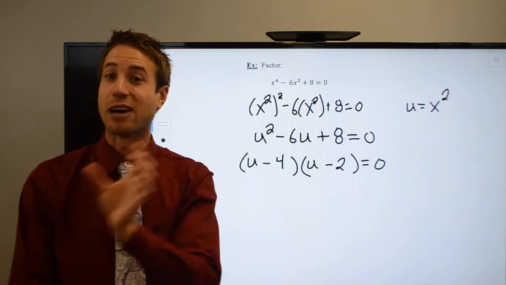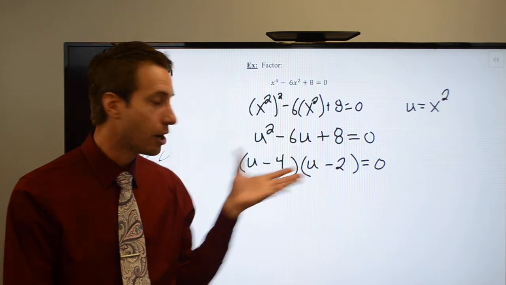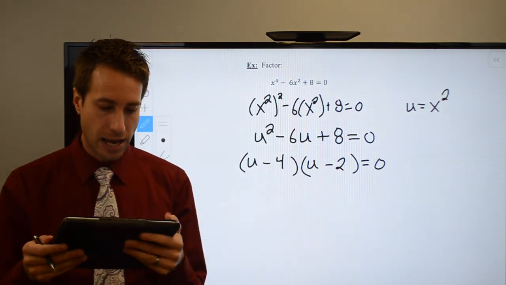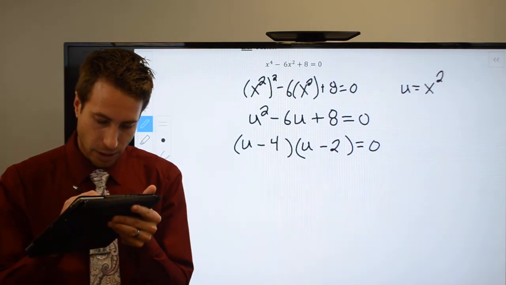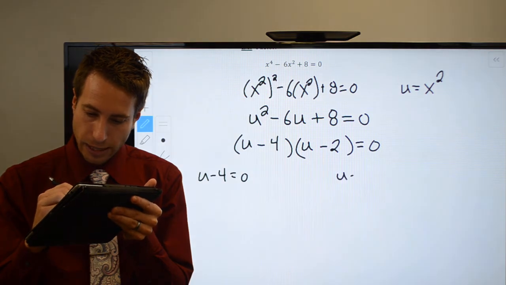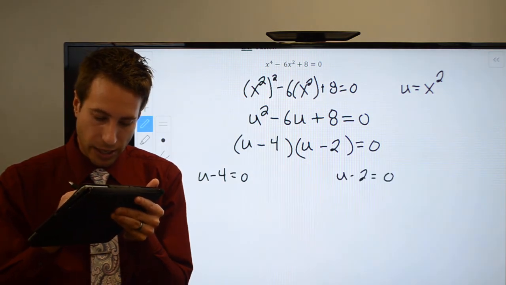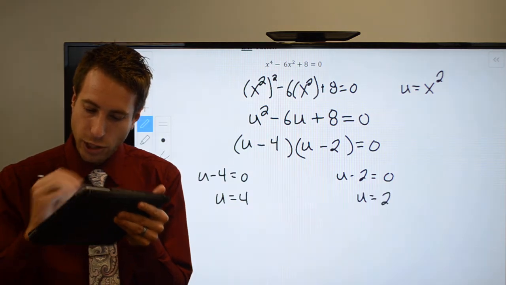I've got my two factors. We will now set them both, right? Zero product property, because of that multiplication right there. Split them up, set them both equal to 0, and we're going to keep going. Let me slide up just a little bit. There we go. U minus 4 is equal to 0, and u minus 2 is equal to 0. So I get u is equal to 4, and u is equal to 2.